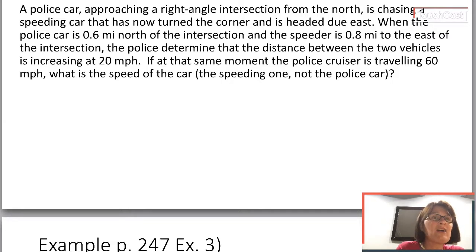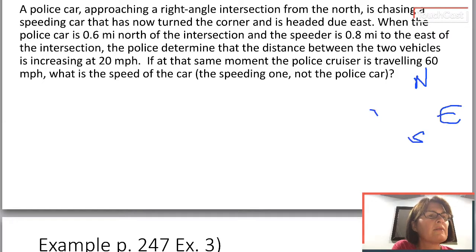So a police car is approaching a right angle intersection from the north, and it's chasing a speeding car that has now turned the corner and is headed east. Let's see what I'm going to think about. That's north, east, south, and west. Okay, I know at the exact moment the police car is 0.6 of a mile north of the intersection, and the car it's chasing is 0.8 miles east of the intersection.